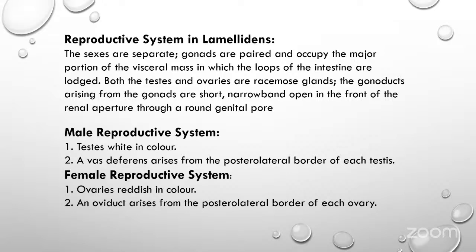Male reproductive system consists of testes, which are white in color, and a vas deferens arises from the posterolateral border of each testis. Female reproductive system consists of ovaries, which are reddish in color, and oviduct, which arises from the posterolateral border of each ovary.